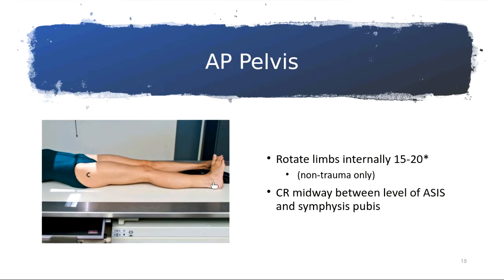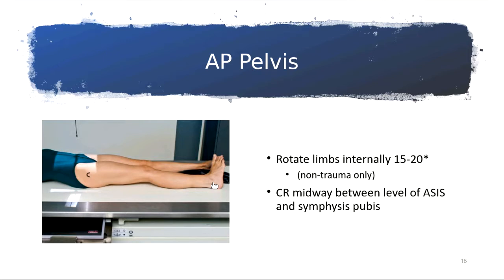How do we do that? We palpate their ASISs on both sides and make sure that the distance between your hand or their ASISs and the tabletop is equal. So you make sure the pelvis is not rotated by palpating the distance from ASISs to tabletop, and make sure that they are equal. You want to internally rotate the legs 15 to 20 degrees, just kind of point their toes together.